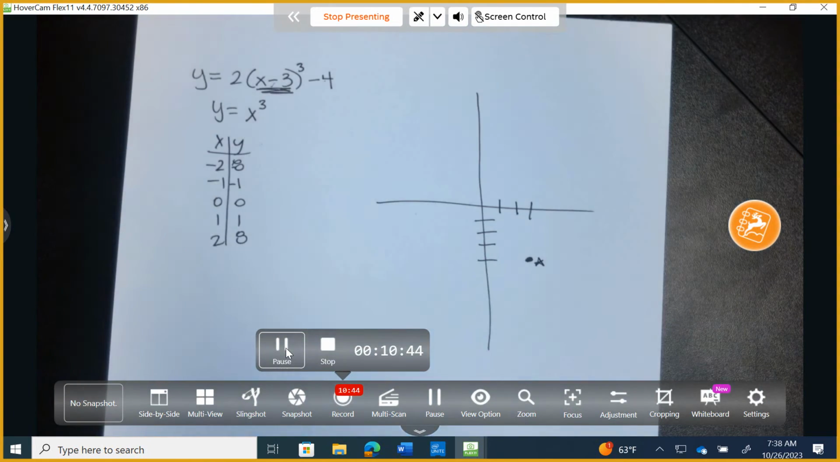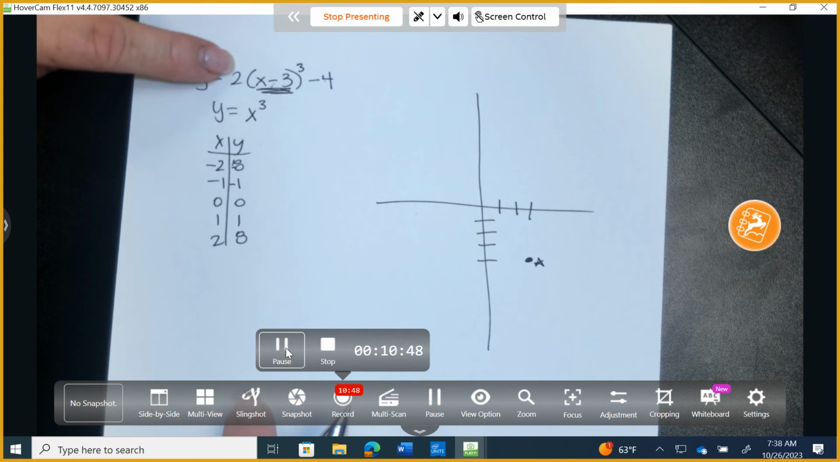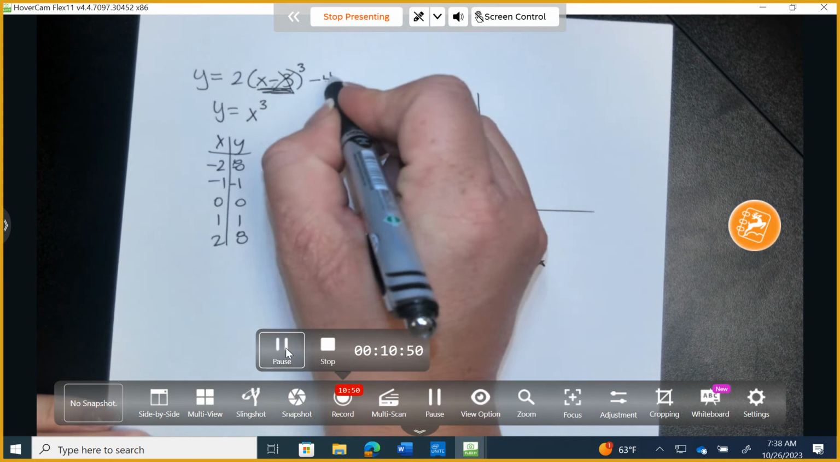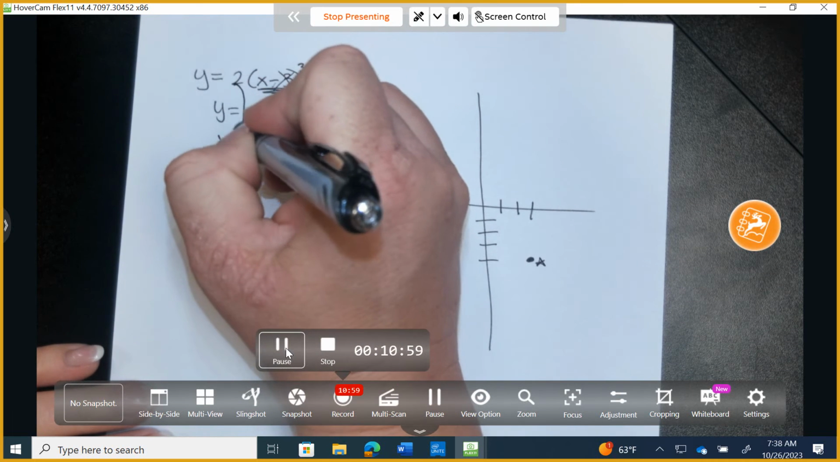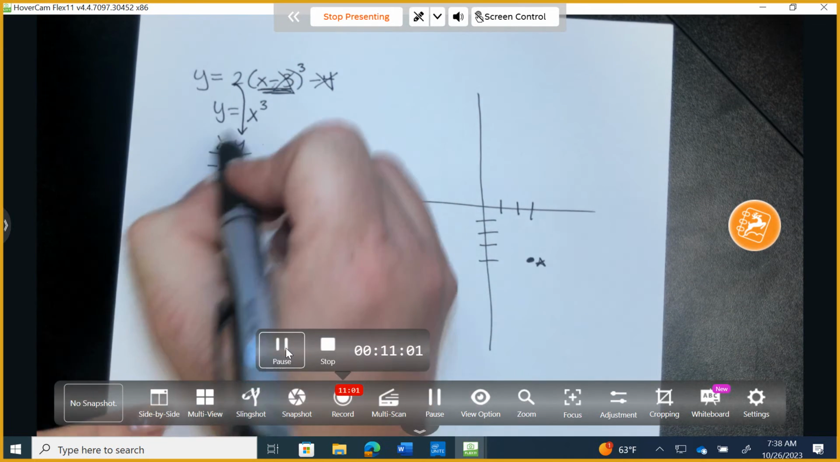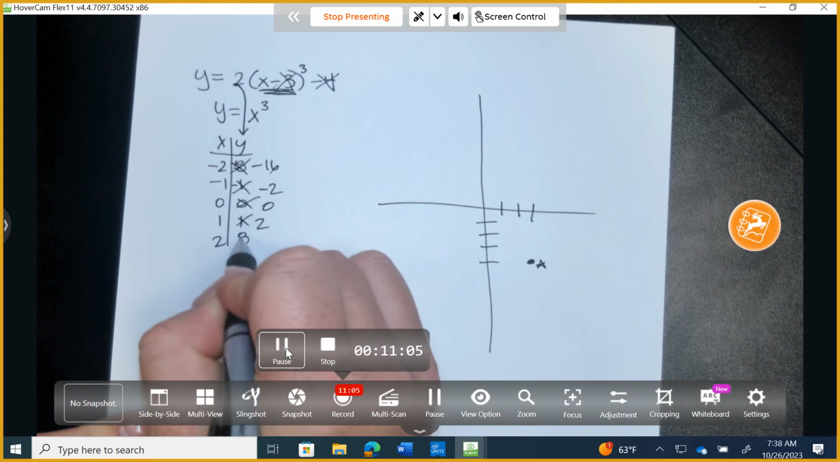the origin. Now, to this, we are going to stretch this by a factor of 2. Again, I tell students that are a little bit confused, cross out those numbers that we just used that represented the vertical and the horizontal shifts. Take this 2 and please draw an arrow to the y's. This becomes negative 16, negative 2, 0, 2, and 16.